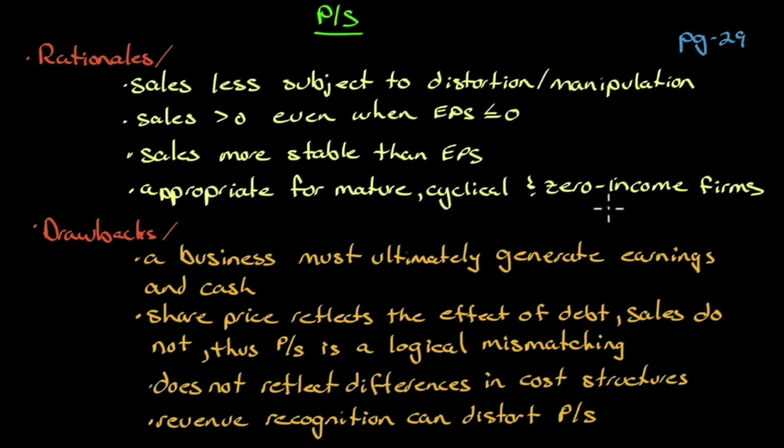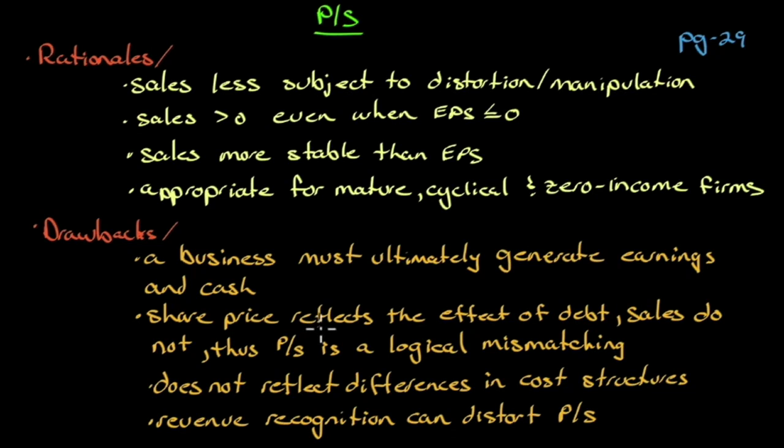The drawbacks of using sales: a business must ultimately generate earnings and cash. So even if we're looking at a zero-income firm and using price to sales to come up with a valuation, that can only take you so far. At some point in the future, that company needs to be generating earnings. Otherwise, price to sales should be zero.